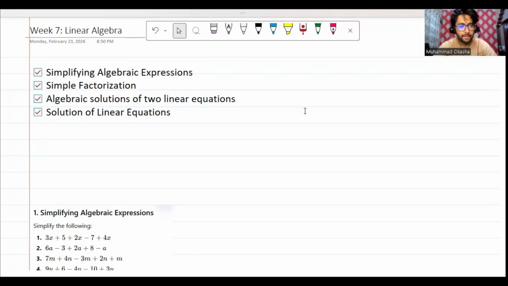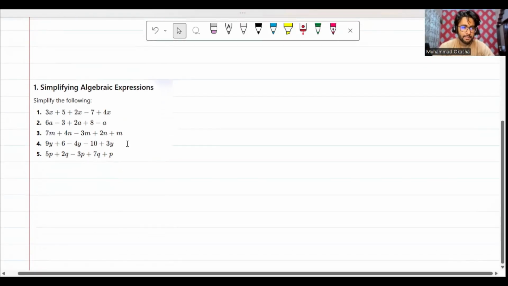Hello, everybody. We're week 7 into quantitative reasoning, and we're going to be looking at linear algebra, real basics, really simple basics. First one is simplifying algebraic expressions. We'll do 5 questions for each of these topics, so that's going to be 20 questions. This will give you a better idea on how to do linear algebra. First things first, simplifying algebraic expressions.